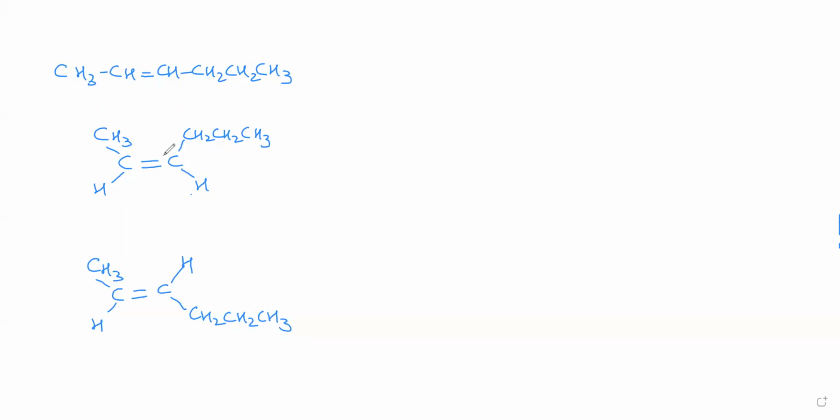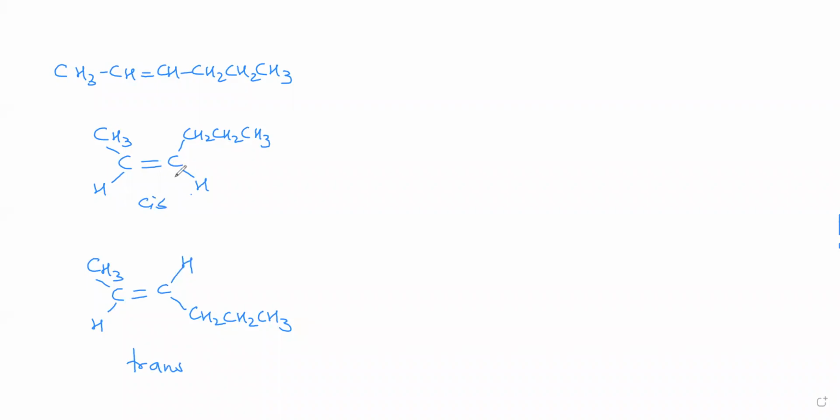What form is this form? Cis or trans? This is cis or trans? This is cis form, because both the hydrogen atoms, similar atoms, lie on the same side of the double bond. And here similar atoms are lying on the opposite side of the double bond. So this is a trans configuration.